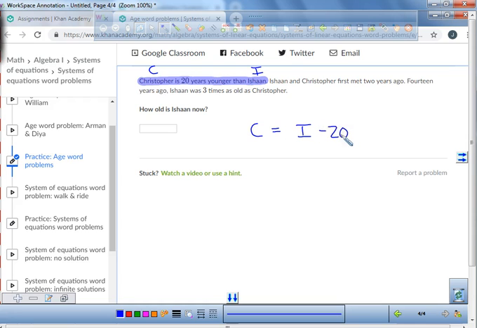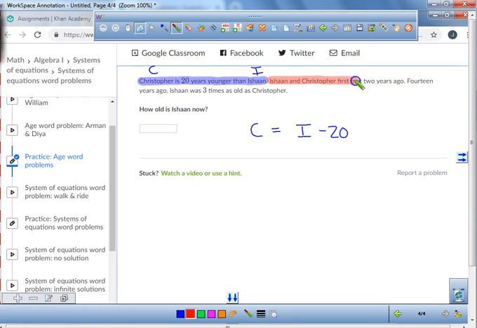That's going to be a very important part of writing. You've got to know how to write it correctly. 20 years younger, you're taking away 20 from Isha's age. Like I said, I'm probably mispronouncing it. My apologies to Isha. Maybe it's Ishane. I don't know. But I'm sure he's correct. So here we go. Here's the next one.